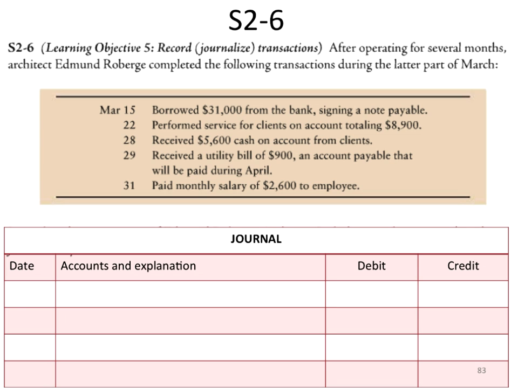Okay, so exercise 2.6. We have a list of transactions, and we're going to do the journal entries. At the bottom part, you don't need to write all that out. I'm just reminding you that for a journal entry, we're going to do the date, then the account, and then the debits and the credits. We're going to start with March 15th. For the first transaction, we borrowed $31,000 from the bank, signing a note payable.